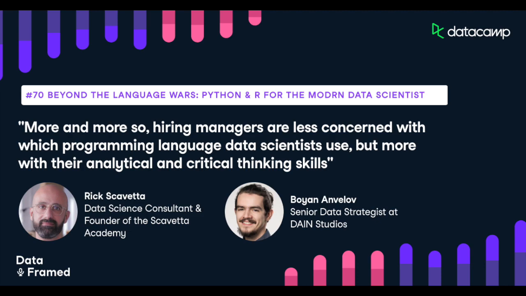This is why I'm excited to have Rick Scavetta and Boyan Angelov on today's podcast. Rick Scavetta and Boyan Angelov are the authors of Python and R for the Modern Data Scientist, the best of both worlds. Rick is a prolific data science educator and founder of Scavetta Academy and is primarily an R user. Boyan is a data strategist and is the author of Elements of Data Strategy and is primarily a Python user. In their new book, they detail the histories of R and Python, what led to the so-called language wars, and chart a variety of use cases of language interoperability that shift the us versus them paradigm on its head.